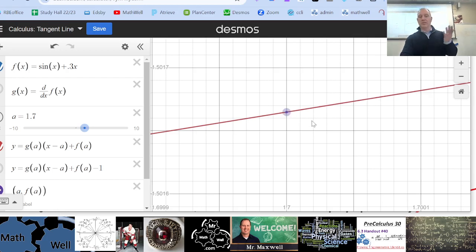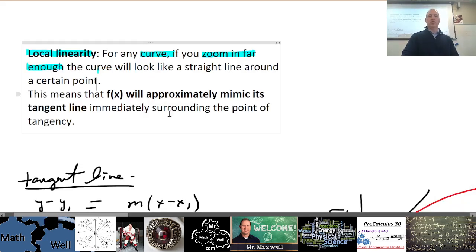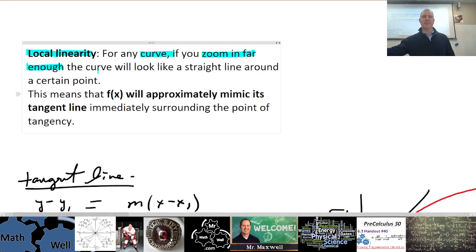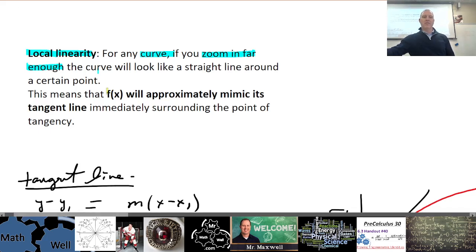Okay, so what does this mean? Well, you may have jotted this down in your notes already, but if you haven't, there it is. This means that the function f of x, whatever it is, a very sharply curved parabola or a gentle cubic function, will approximately mimic its tangent line, or the tangent line will approximately mimic the function, immediately surrounding the point of tangency.